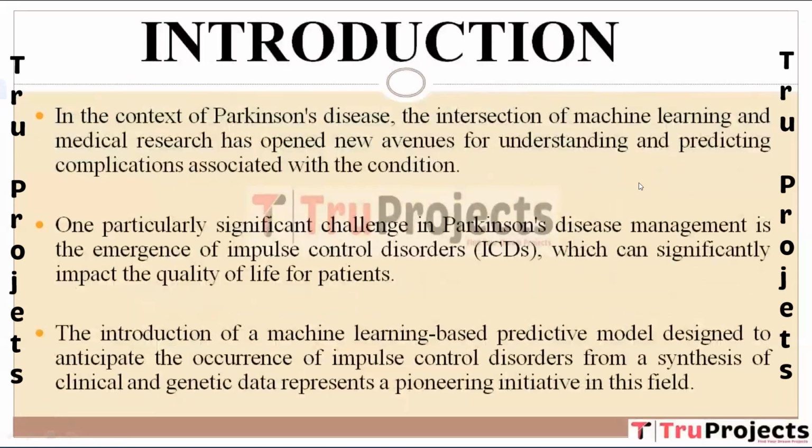So now coming to the introduction part. In the realm of Parkinson's disease, the convergence of machine learning and medical investigation has paved the way for fresh insights into comprehending and forecasting complications linked to the ailment. An especially noteworthy obstacle in the management of Parkinson's disease is the onset of impulse control disorders, that is ICDs, which can markedly affect the well-being of individuals. The implementation of an innovative machine learning predictive model crafted to foresee the manifestation of impulse control disorders by amalgamating clinical and genetic information marks a groundbreaking advancement in this domain.